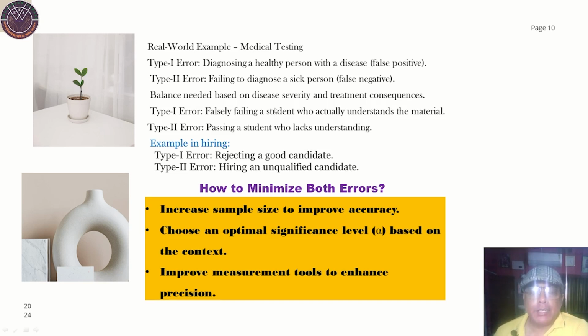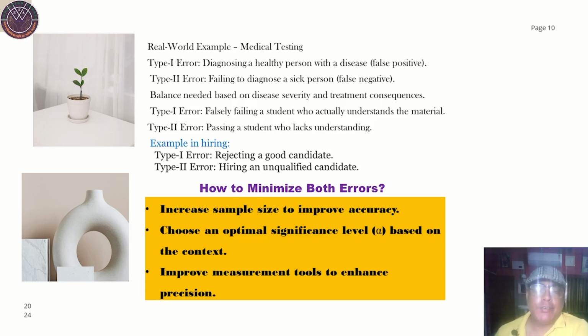So balance is needed based on disease severity and treatment consequences. If the disease is quite severe, you should go to a good diagnostic center or increase the power of test, so that the problem is identified at the earliest possible time. If you take an example from the field of education, consider falsely failing a student who actually understands the material. That is type 1 error: you say that the material is ineffective or that it is the same as the old material.